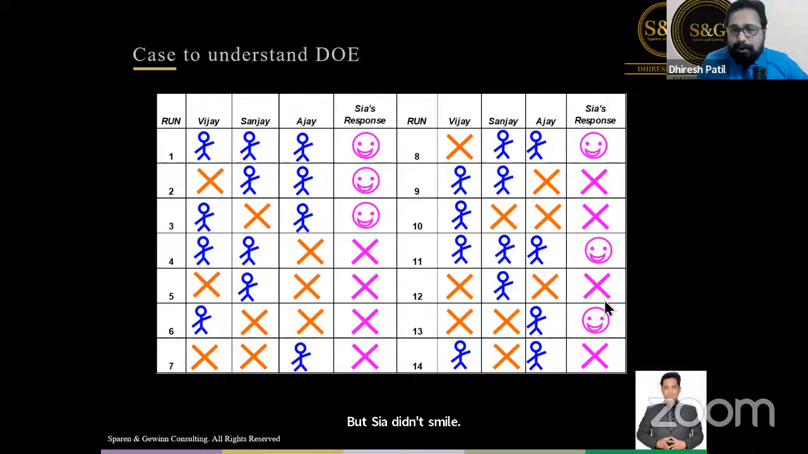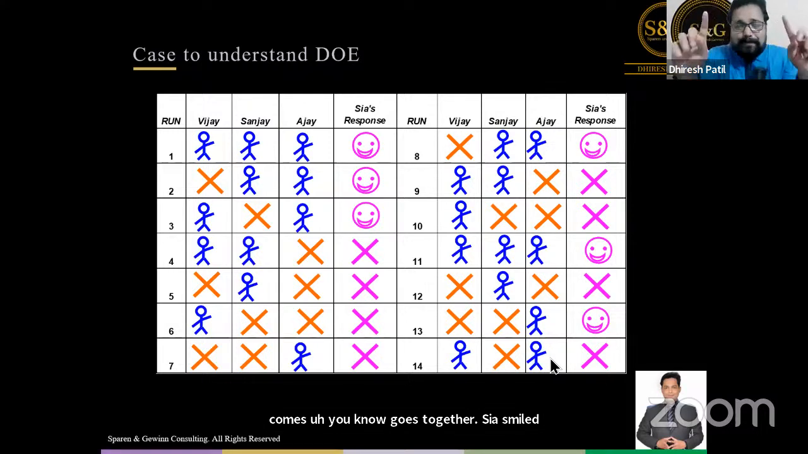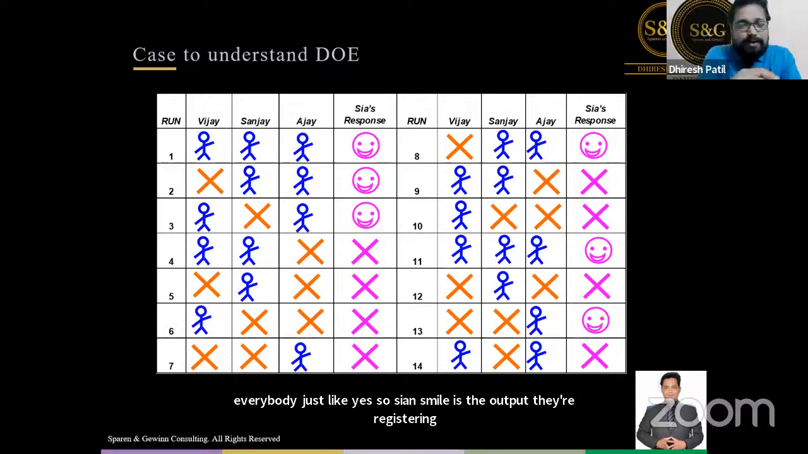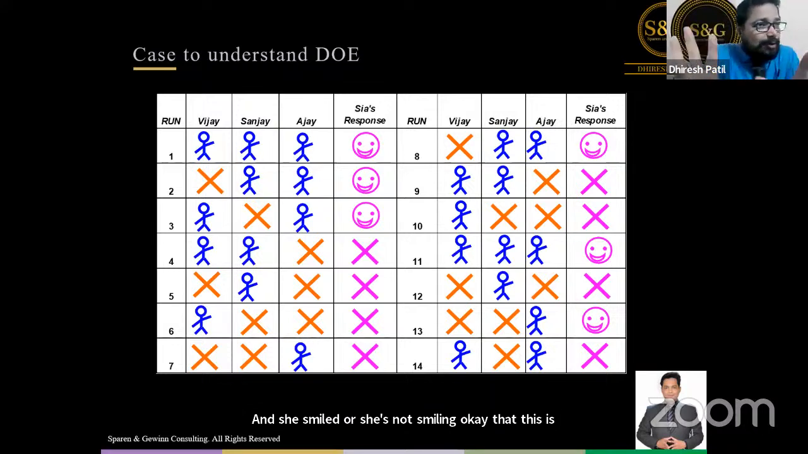Yes. Now the experiment continues. Sanjay and Ajay come together. Sia smiled. Vijay and Sanjay come. Ajay was not there. Sia didn't smile, and this continues. Clear, everybody? So Sia's smile is the output they're registering, whether she smiles or she is not smiling. Okay, this is what they are registering. Is it clear? The experiment is clear. Just type yes in the chat box.